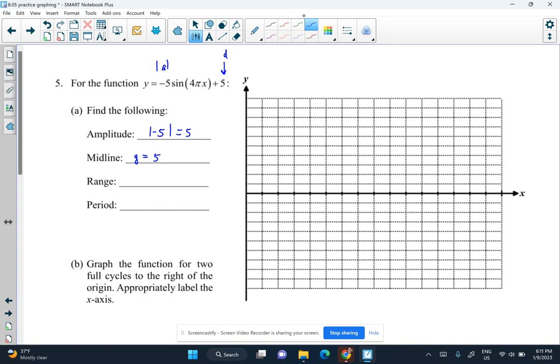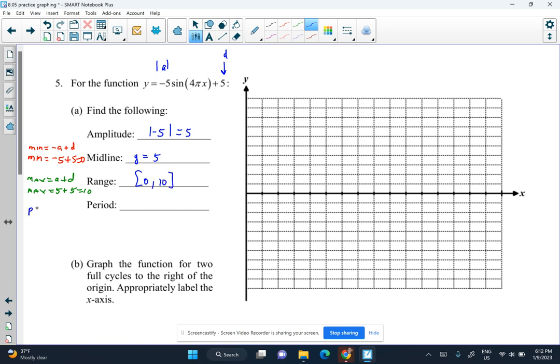The range goes from the minimum value to the maximum value. Well, the minimum value can be calculated by taking the negative of the amplitude plus the vertical shift. So in our case, it's going to be -5 plus 5, or 0. The maximum value can be found by taking the amplitude plus the vertical shift. So in this case, it's 5 plus 5, or 10. That means the range of the function is 0 to 10.